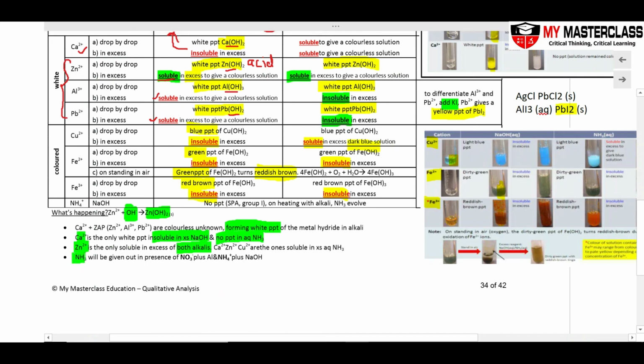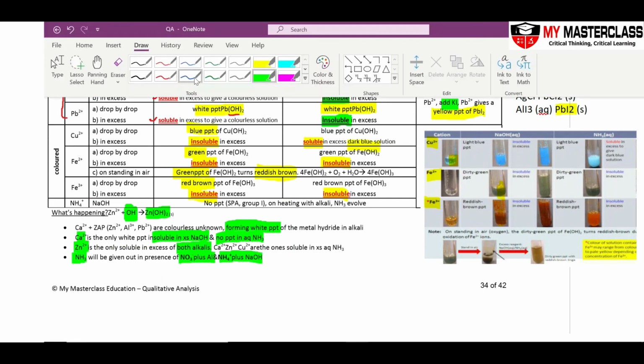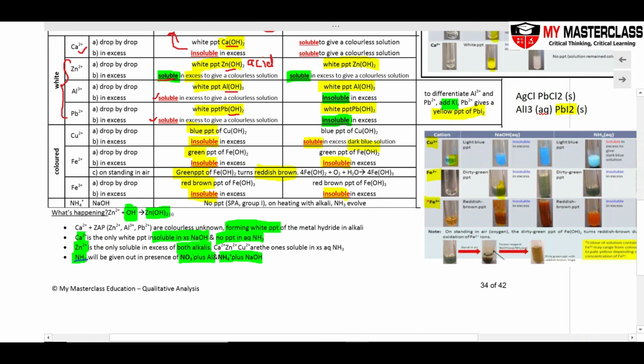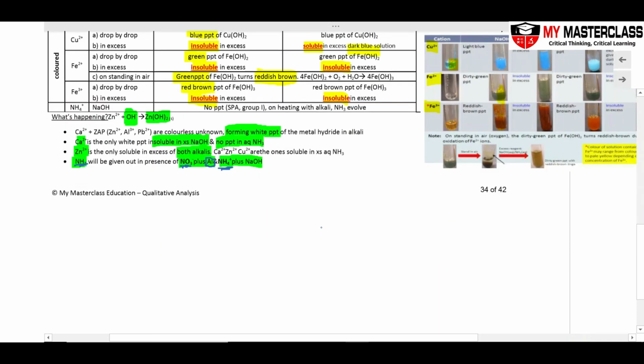Okay, and then NH3 will be given out in the presence of nitrate ions plus aluminium and NH4 plus with NaOH. So this sentence means, right, whenever I see a pungent gas form, which is my ammonia gas, it's either the nitrate ions or the ammonium ions. When you see nitrate ions, you must add aluminium also. So these ions we will discuss in the next page.